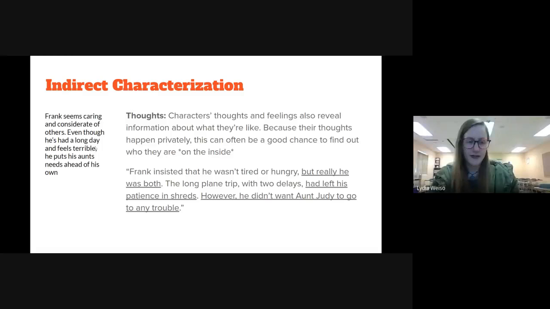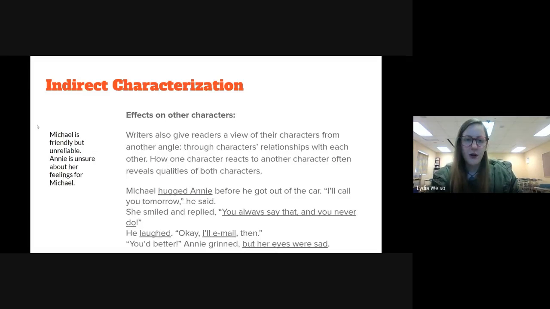He puts his aunt's needs ahead of his own. So effects on other characters is a big one. Again, we have to infer some stuff from it. How one character reacts to another character often reveals qualities of them both.